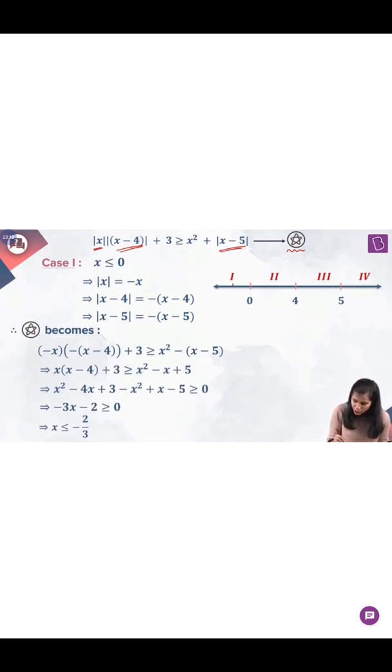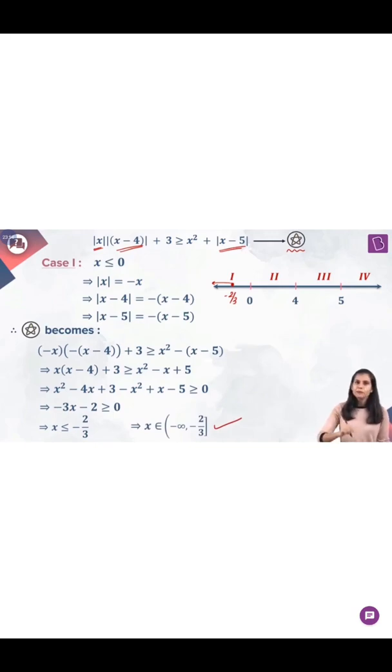Now x less than or equal to minus 2 by 3. Minus 2 by 3 will be somewhere here. That means out of all the real numbers in the first region, only the ones which are less than or equal to minus 2 by 3 are able to satisfy my inequality. So the solution set corresponding to the first region is coming out to be this interval.